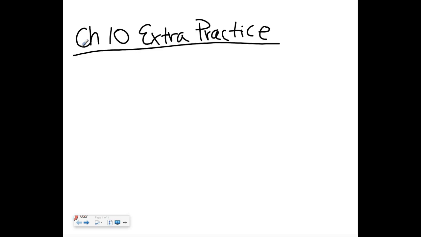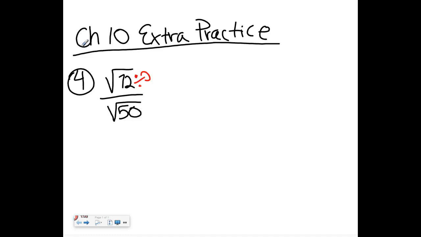The first one I want you to look at is number 4. We have the square root of 72 divided by the square root of 50. Reminder, when we talked about square roots in fraction form, we can never have square roots on the bottom, and we're always looking to see if we can simplify or reduce. Right now I have very large numbers, 72 and 50. The first thing I would hope everyone would think of is that these are both divisible by 2. They're both even numbers, so I'm going to divide them by 2.